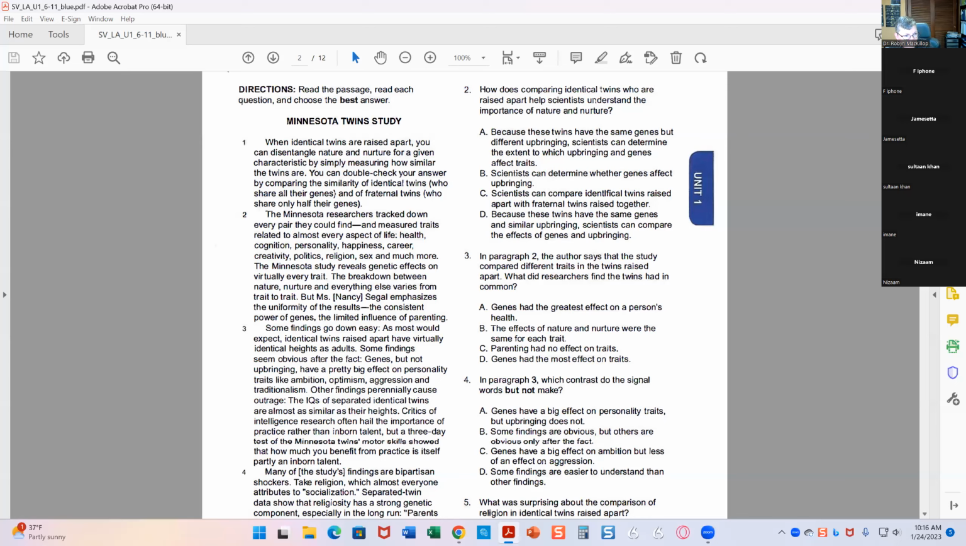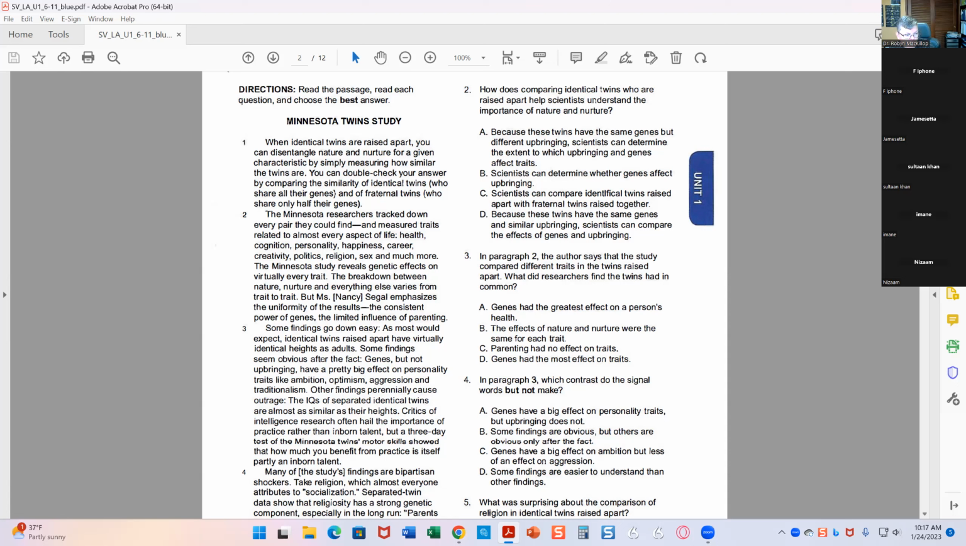C. Which one? C. Sorry, did D like dog or C like cat? C. Cat. Parenting had no effect.